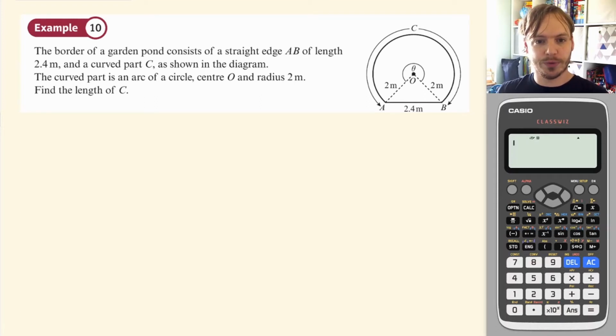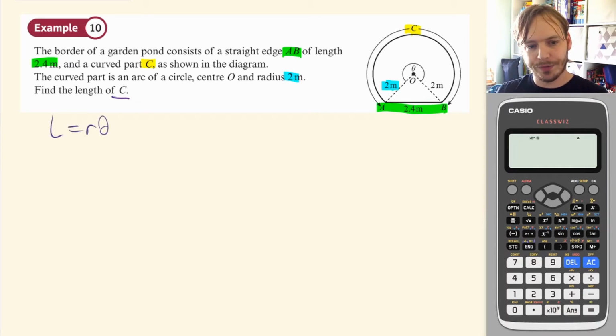So the border of a garden pond consists of a straight edge AB of length 2.4, and that is this line right here on our diagram, and a curved part C as shown on the diagram. And we have a circle, centre O, radius 2. So here's our little radius. And it wants us to find the length C. That's our goal. We can't directly use the length is r theta, because although we know r is 2, we haven't got a clue what theta is at the moment.